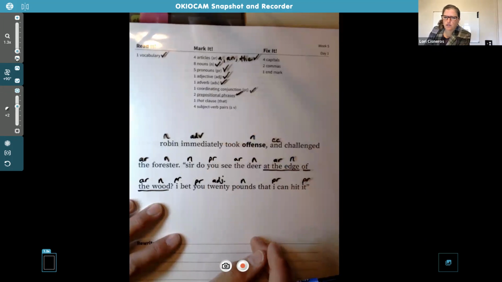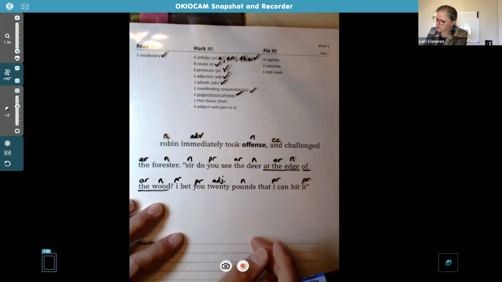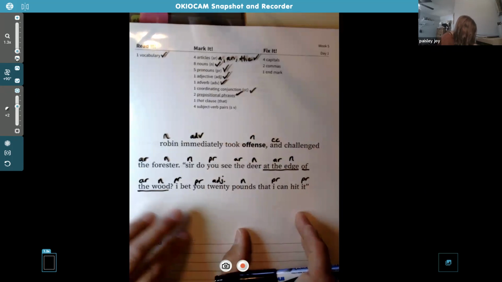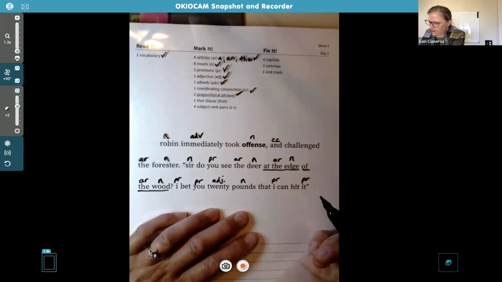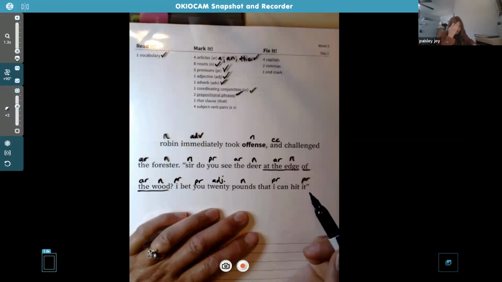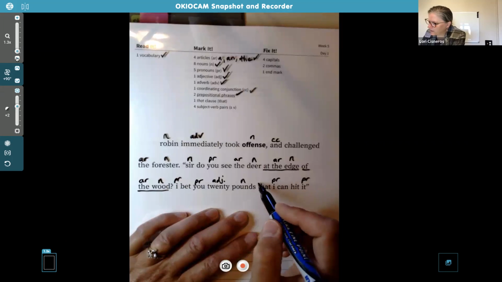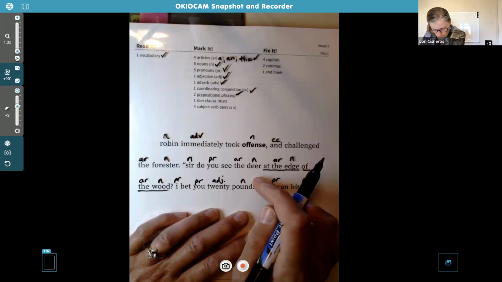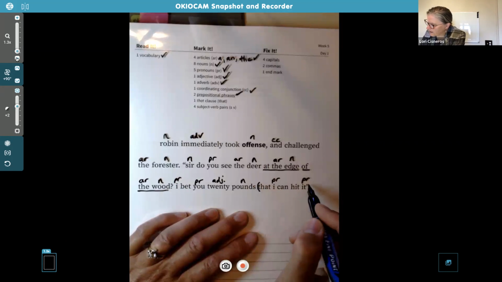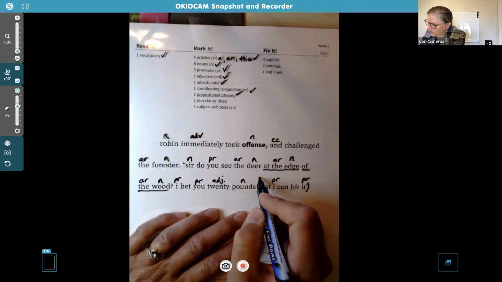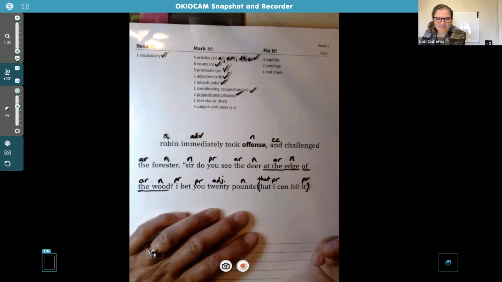All right, remember last week we talked about the that clause, and it begins with that. That's pretty easy. How about Paisley? Do you see the that clause? Starts with that. I know we're really marking this up. It's like a mess, but that's good. That I can hit it. Yep, exactly. Wait, we are putting parentheses. That, I can hit it, and above the word that, we're going to write the word that.